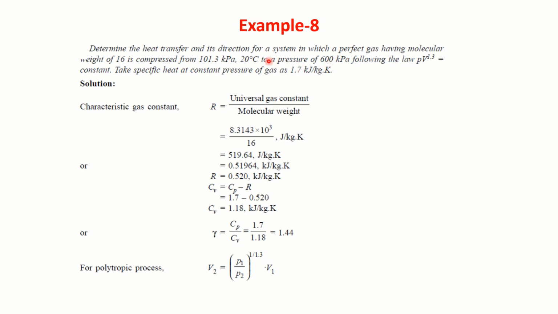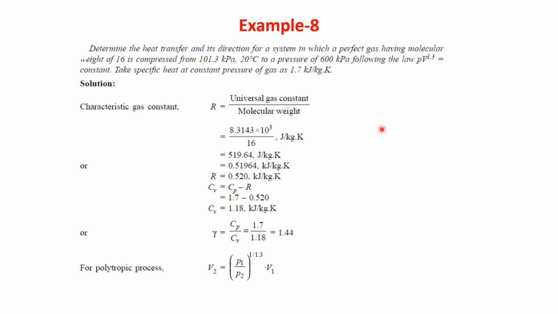Let us take another example. Determine the heat transfer and its direction for a system in which a perfect gas having a molecular weight of 16 is compressed from 101.3 kilopascal and 20 degrees Celsius to a pressure of 600 kilopascals, following the law PV to the power of 1.3 equal to constant. Take specific heat at constant pressure of the gas as 1.7 kilojoule per kg.